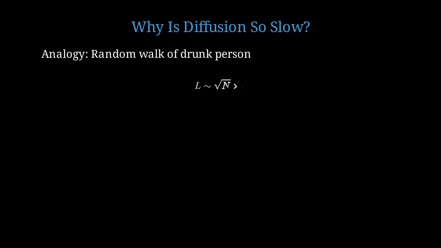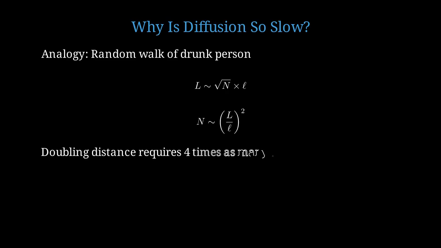Let's develop some intuition. Why is diffusion so painfully slow? Think of a molecule as a drunk person taking random steps. Each step goes in a random direction. To travel a net distance L, you don't take L steps, you take many more. The net distance L scales as the square root of n times the step size ℓ. Rearranging, the number of steps needed scales as (L/ℓ)². This square relationship means doubling the distance requires 4 times as many molecular collisions. This is why diffusion time scales as L².